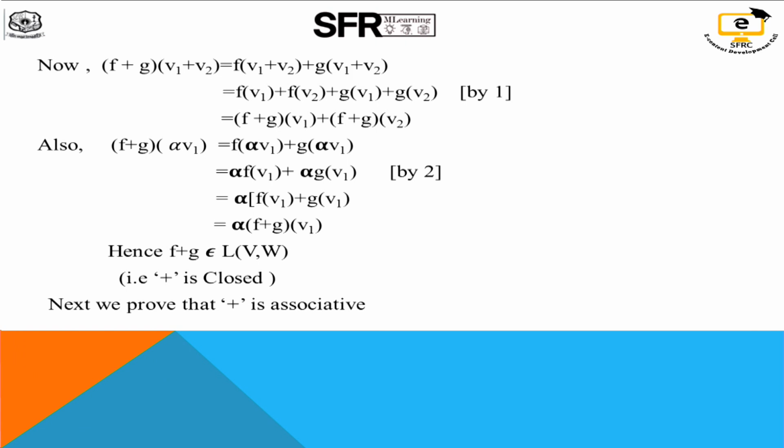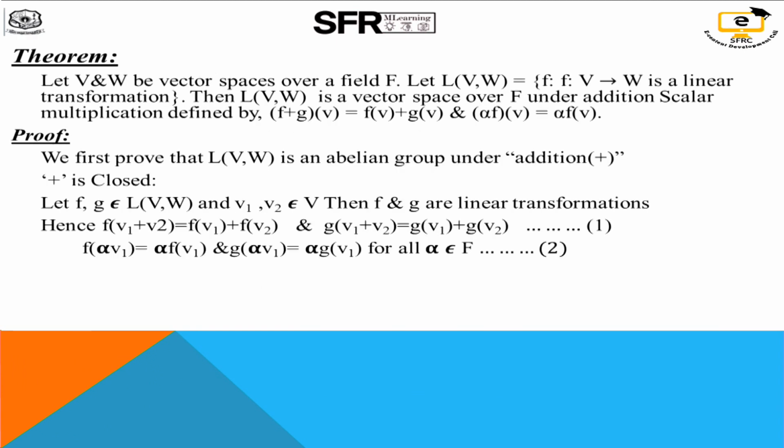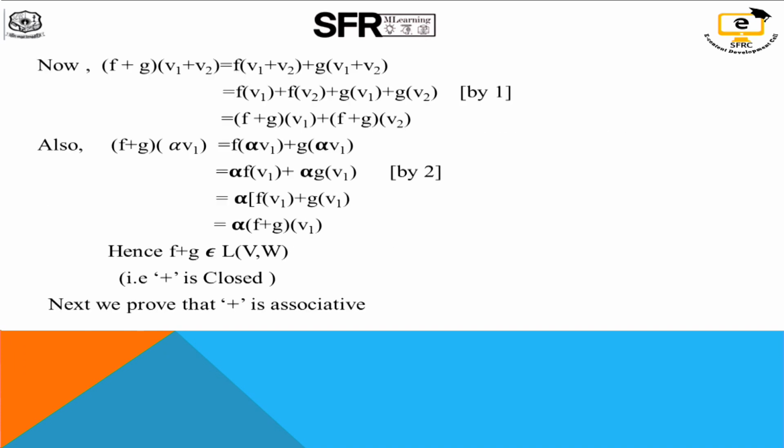Similarly, for the scalar multiplication, F plus G of alpha V1, by definition, is F of alpha V1 plus G of alpha V1. By condition 2, we can take alpha out, using definitions 1 and 2, so we get alpha times F of V1 plus G of V1, close the bracket. Then alpha into F plus G of V1. Therefore, F plus G belongs to L of V, W. That means it is a homomorphism. Therefore, it satisfies the condition. So we say that plus is closed between two linear homomorphisms.